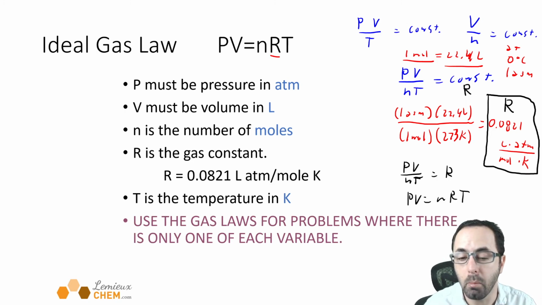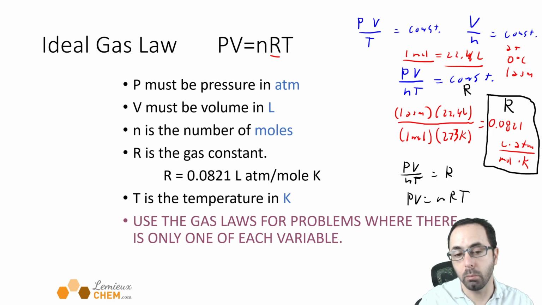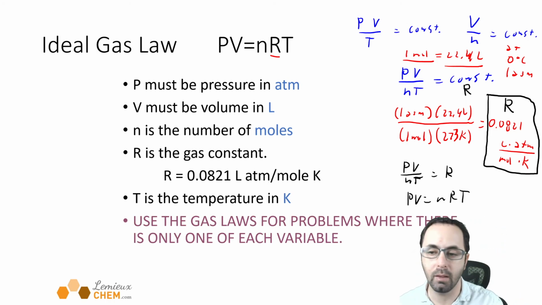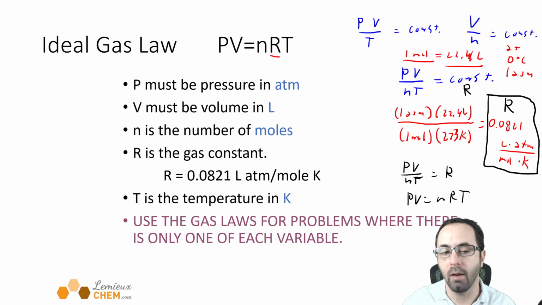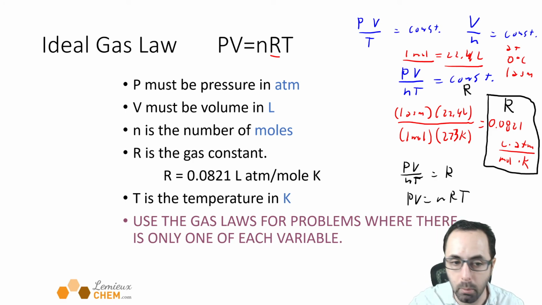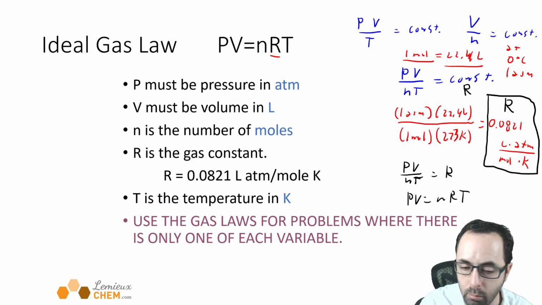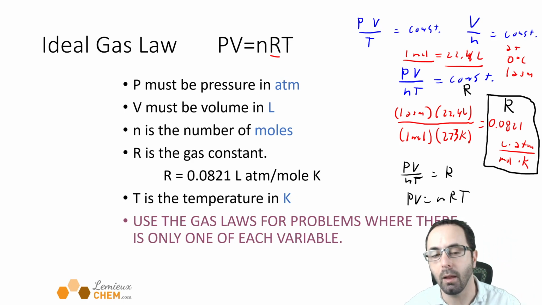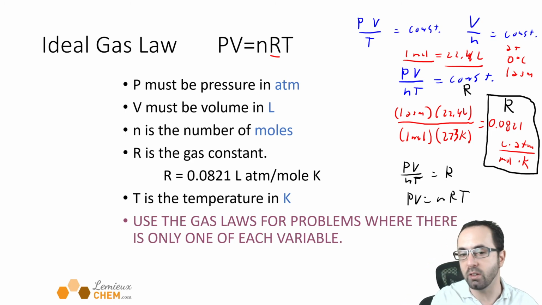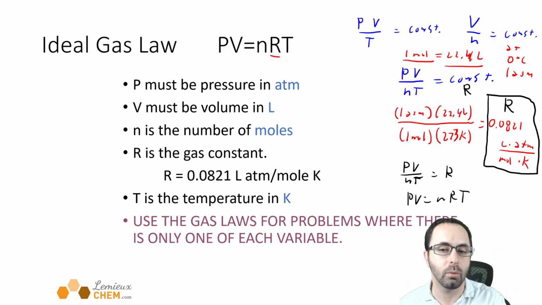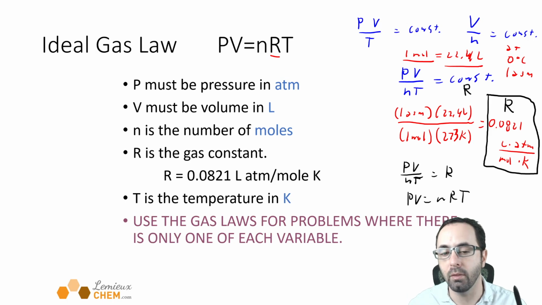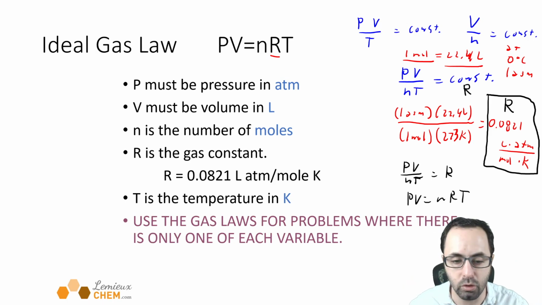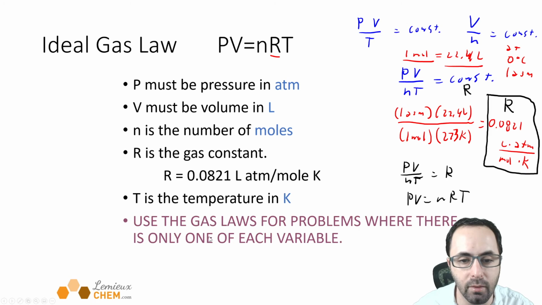So remember, for the combined gas law, we had a pressure before, which we called P1, and then a pressure after, which we called P2. But we're not going to have a P1 and a P2. We're just going to have 1 pressure, 1 volume, 1 number of moles, 1 temperature, because this is going to be for 1 situation, not like the combined gas law, where we had a before situation and an after situation. Here we're just going to have 1 situation with no changes. That's what the ideal gas law is used for.